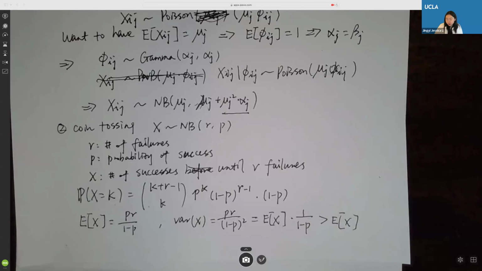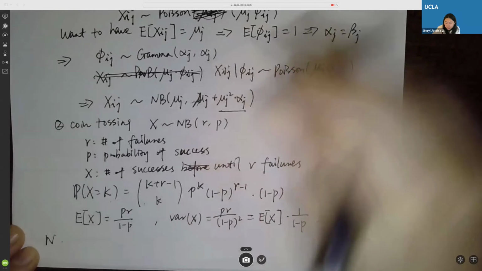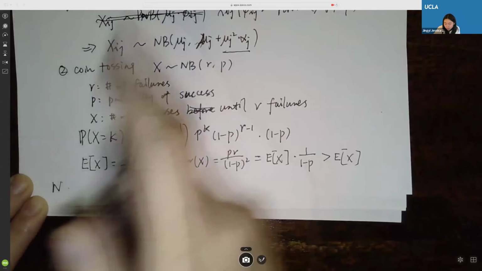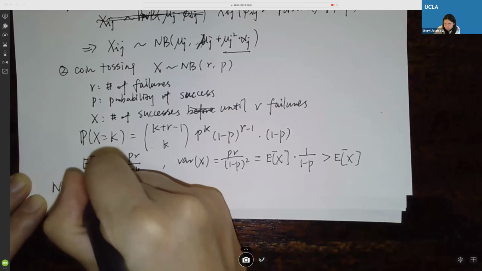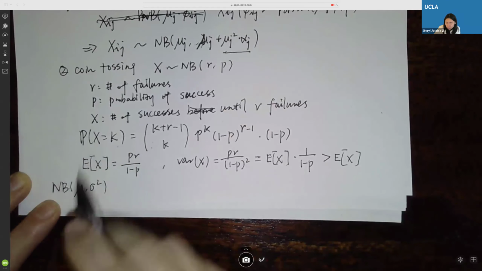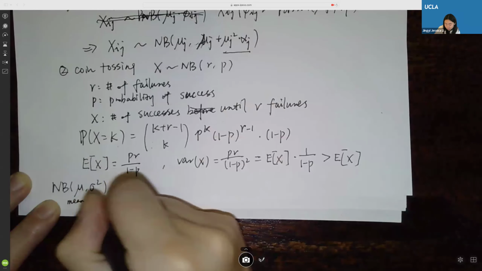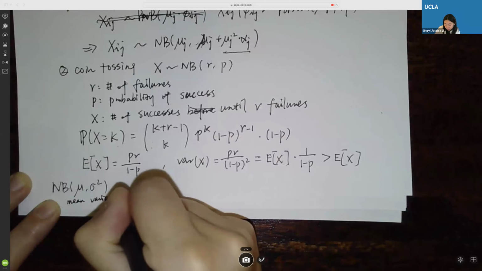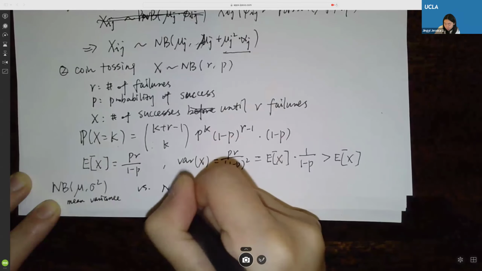Okay, so if I want to find some correspondence between the two formulations, I would say if I want to write it as NB with mu and sigma squared, mean and variance, versus NB with R and P.